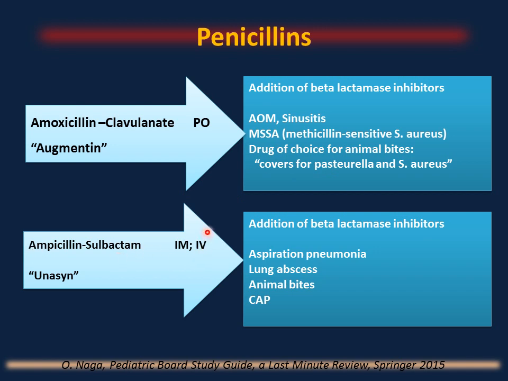Ampicillin-sulbactam is IV, commonly used in the hospital, well known as Unasyn. It covers anaerobes, like in cases of aspiration pneumonia and lung abscesses. It also covers animal bites: if you have severe animal bites and the patient is hospitalized, you can use the IV form, ampicillin-sulbactam, to treat animal bites. It can also be used for community acquired pneumonia.